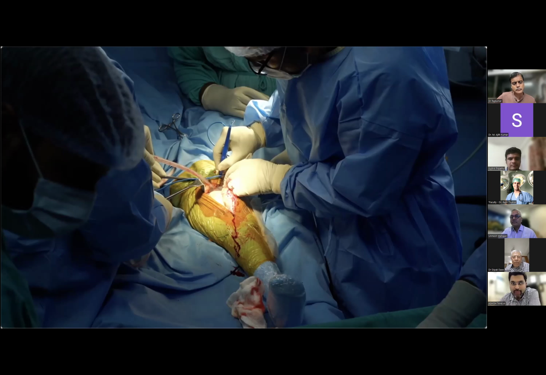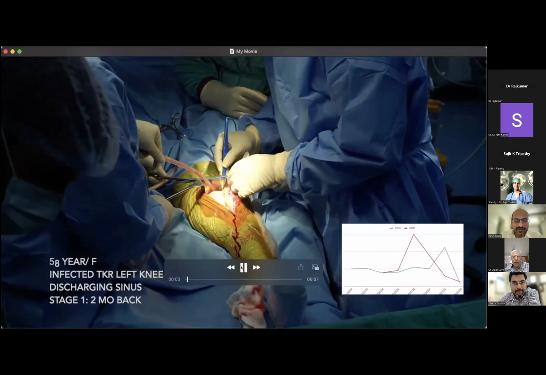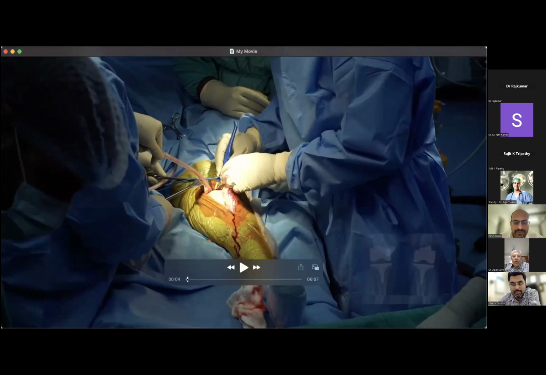Yeah. Now we have Dr. Tarun Goyal. He's going to take us forward to stage 2 revision. Dr. Tarun, please proceed. Good afternoon, good evening, everyone. So I'm going to present a stage 2 revision for this patient.